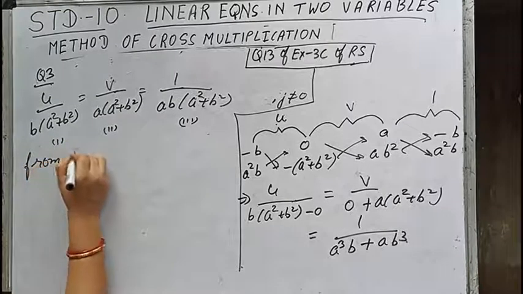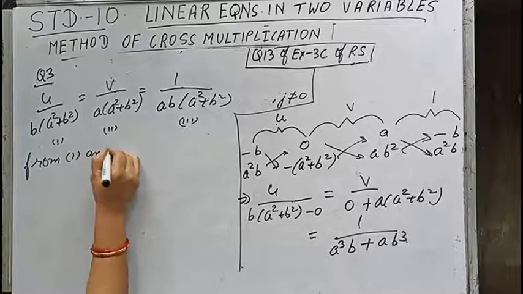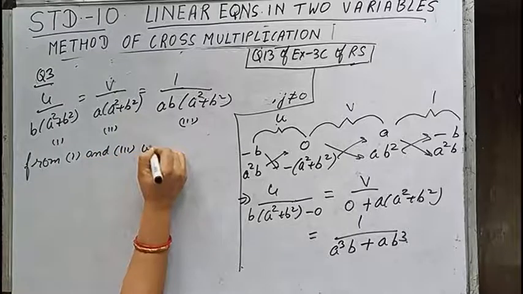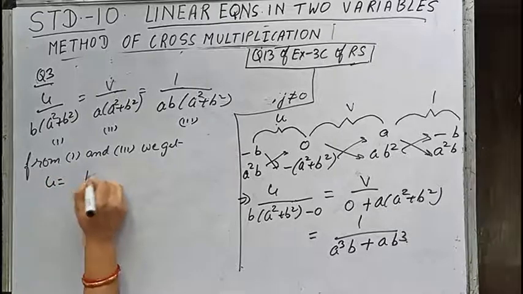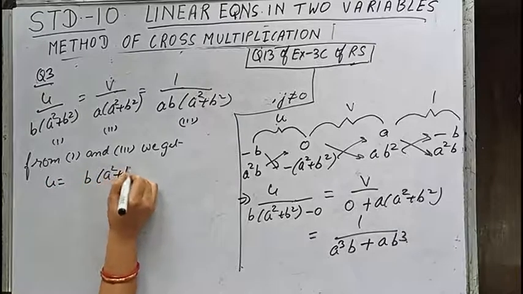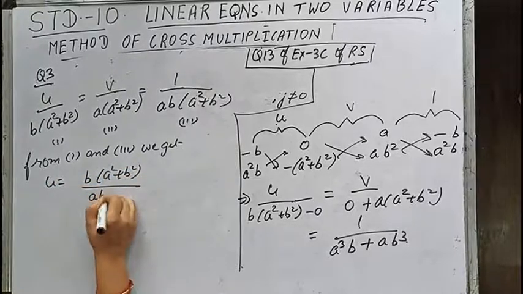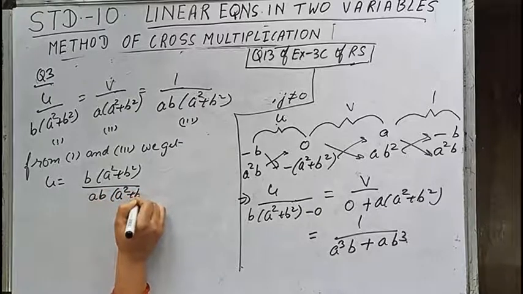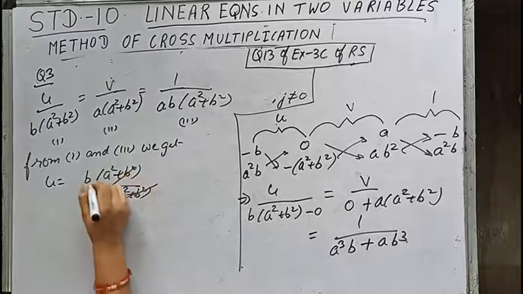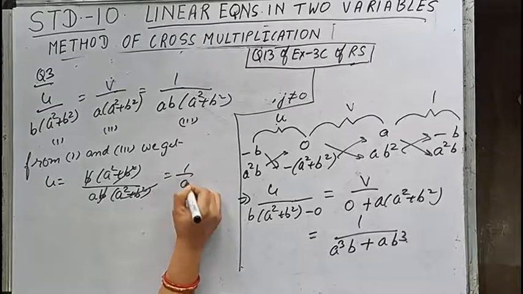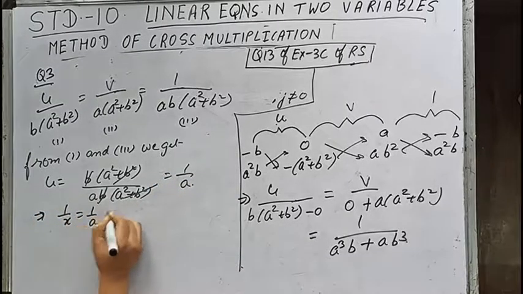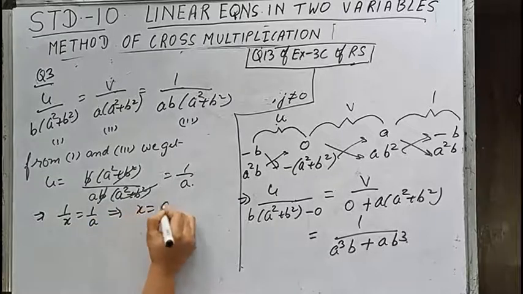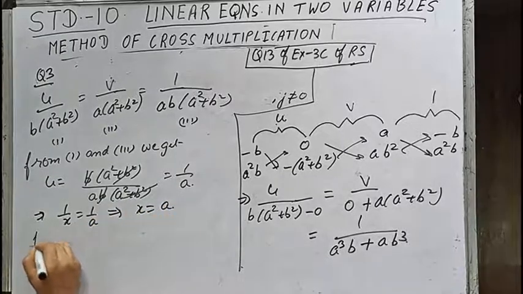So from 1 and 3 we get u equals b into a square plus b square by ab into a square plus b square. These two will be cancelled, b and b will be cancelled, equals 1 by a. Now u was 1 by x equals 1 by a. This implies x equals a.